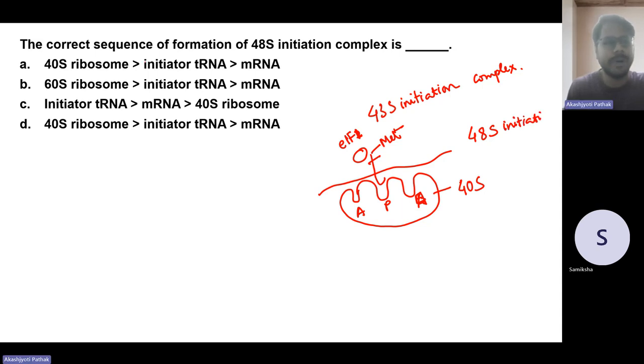So what is the order you have to answer here? First, the correct sequence of formation of the 48S initiation complex. If you understood this figure, you can answer it. So first, what do you have? You have the option 40S, right, option C, or D.